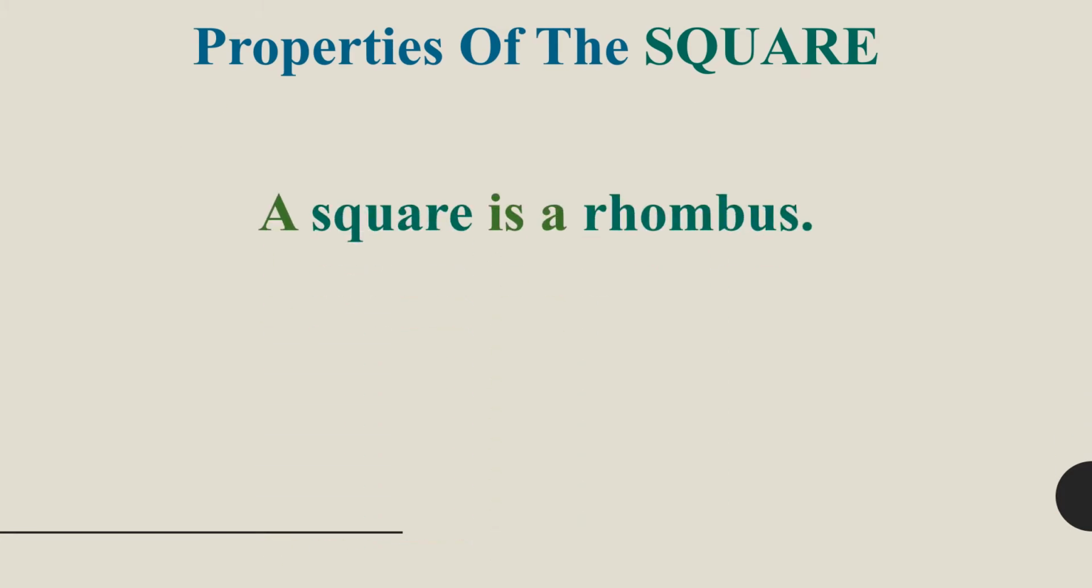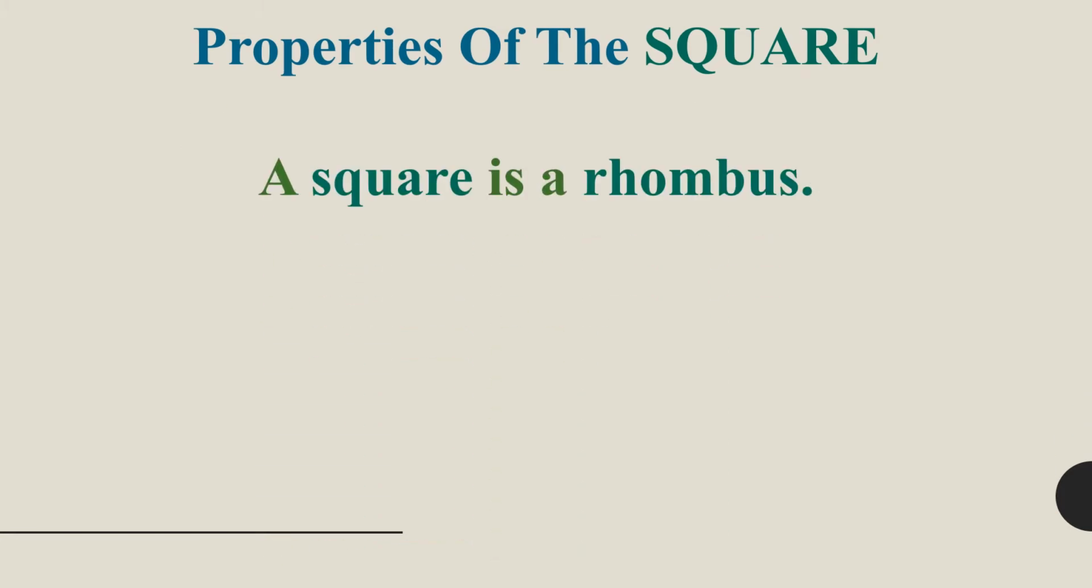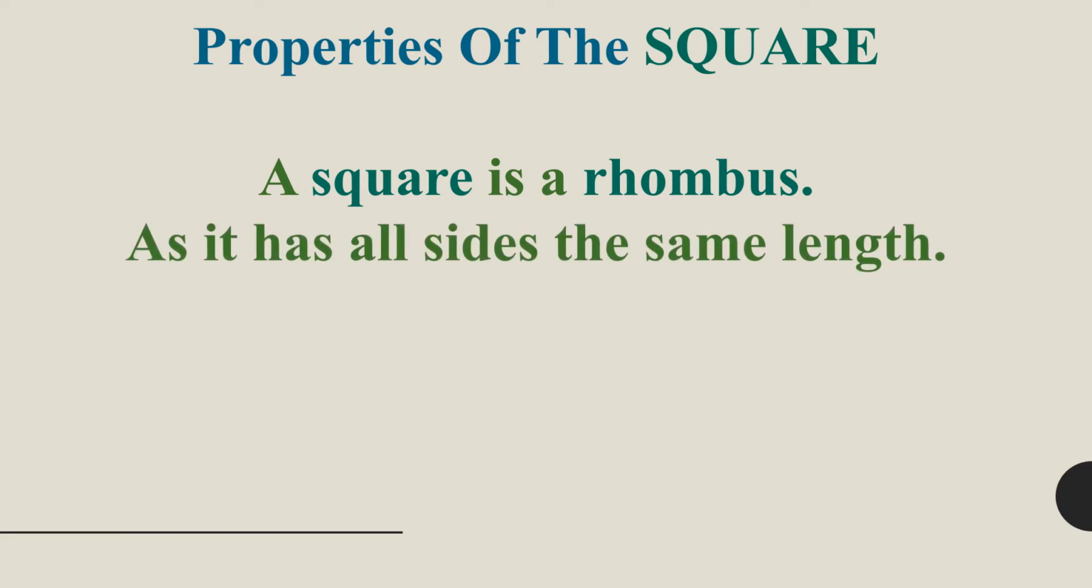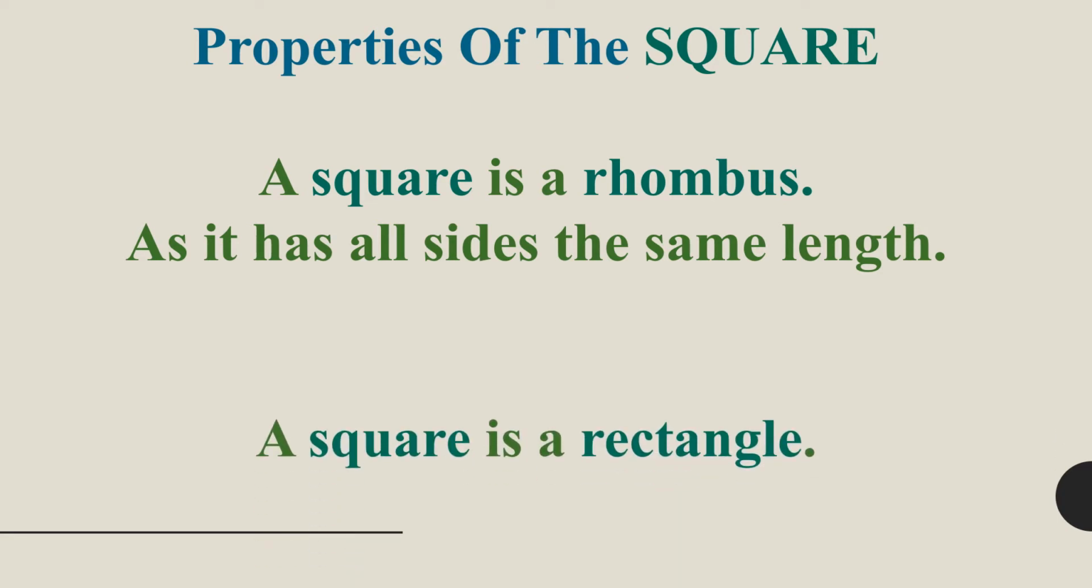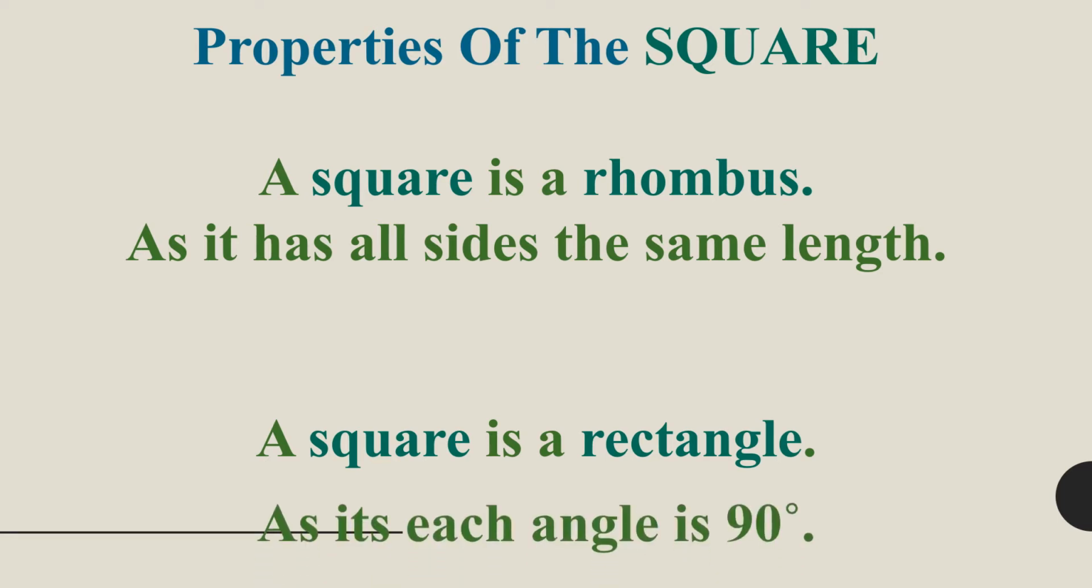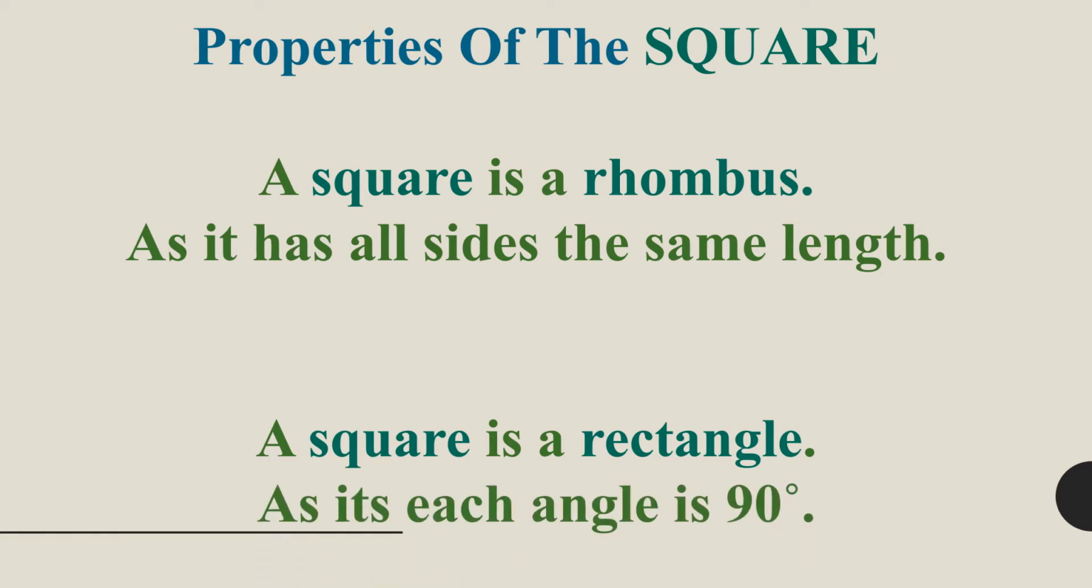Now let's know the properties of a square. A square is a rhombus. Why is a square a rhombus? Because a square has all sides of the same length. A square is also said to be a rectangle because each of its angles is 90 degrees.